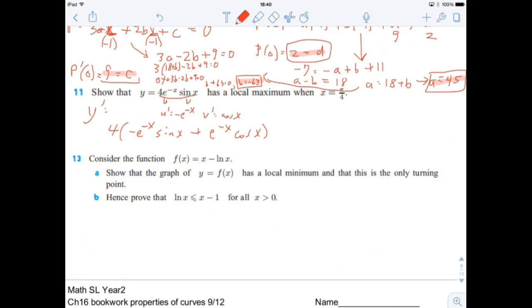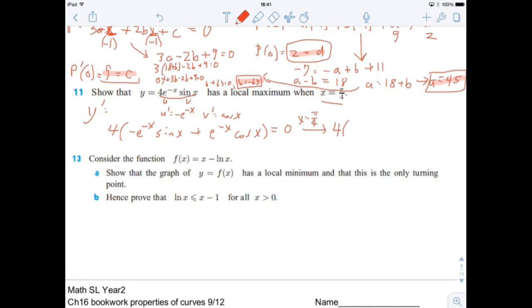So this is the derivative, and we set it equal to 0 to find out when the maximum or minimums are. And we already know, it says, that there's a local maximum when x equals pi over 4. So it says to show that. So we could just put in x equals pi over 4 into here, and then we should show that this is actually equal to 0.